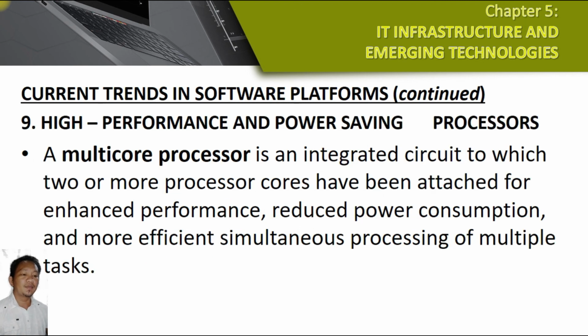9. High performance and power saving. A multi-core processor is an integrated circuit to which two or more processor cores have been attached for enhanced performance, reduced power consumption, and more efficient simultaneous processing of multiple tasks.